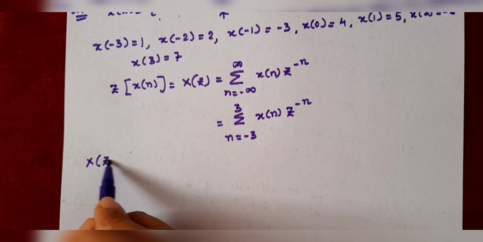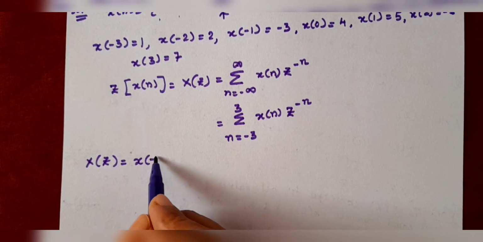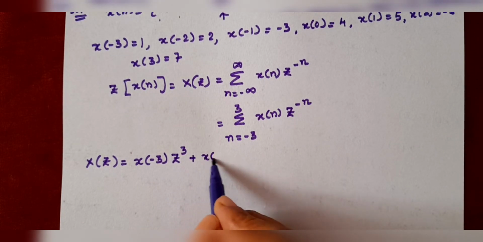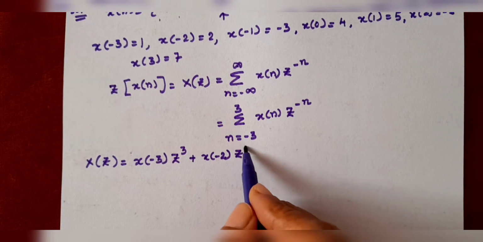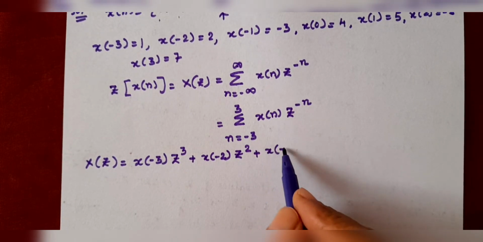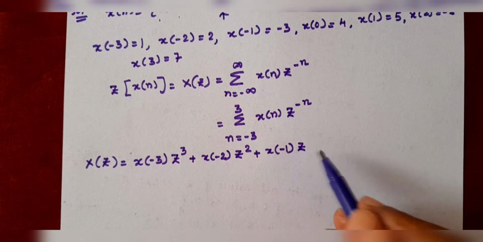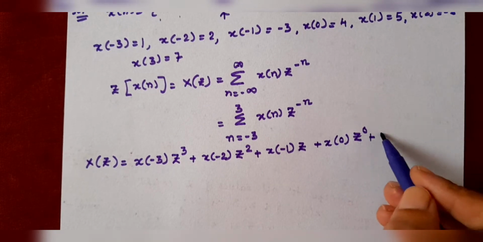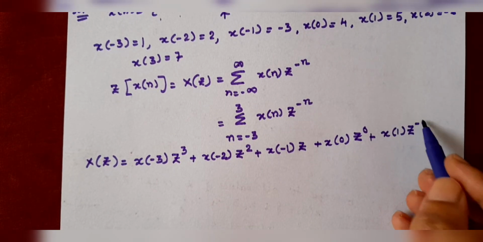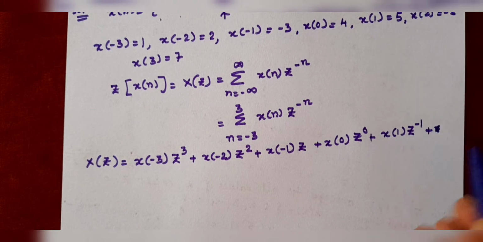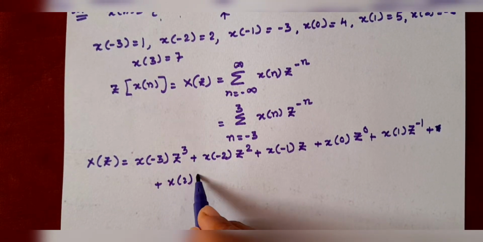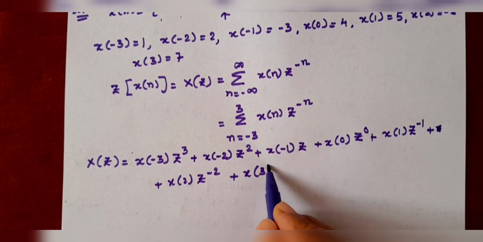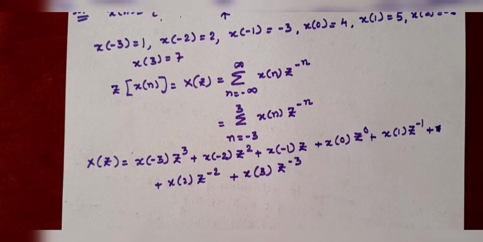X of z is equal to x of minus 3 z to the power of 3 plus x of minus 2 z to the power of 2 plus x of minus 1 z to the power 1 plus x of 0 z to the power of 0 plus x of 1 z to the power of minus 1 plus x of 2 z to the power of minus 2 plus x of 3 z to the power of minus 3.